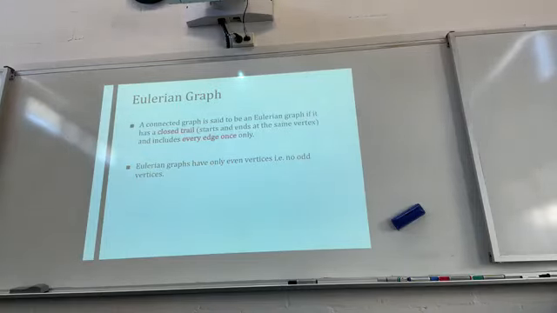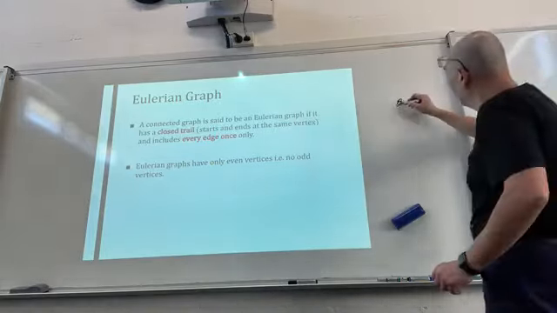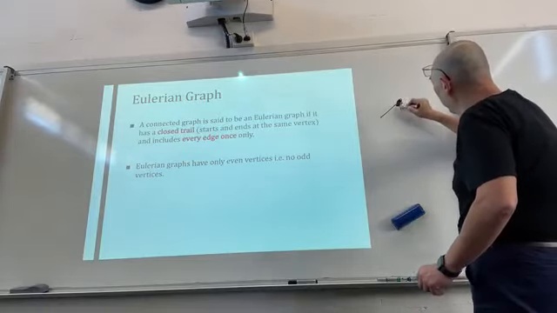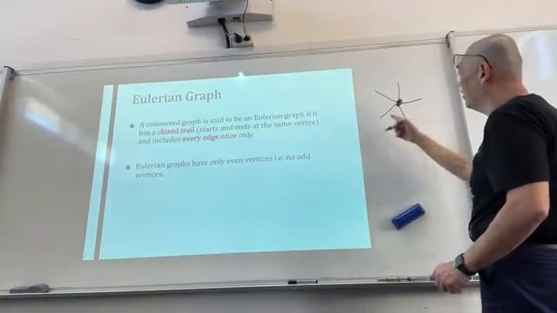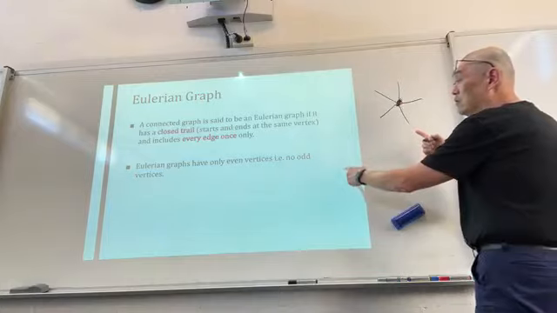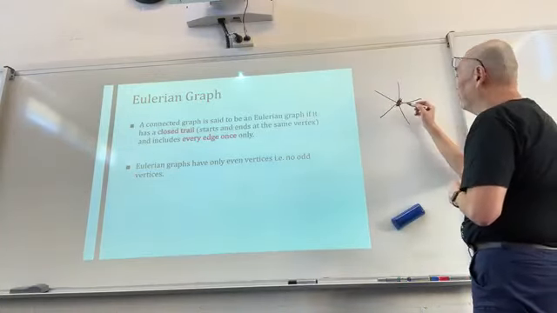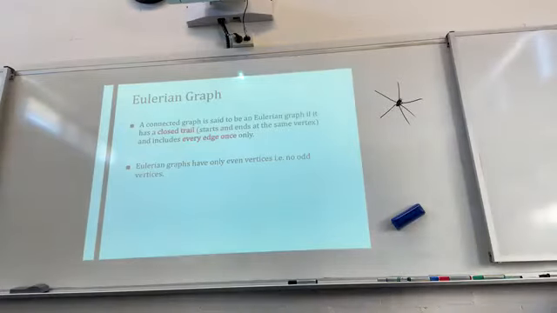The next point is important because this is how you could actually determine if a graph is an Eulerian graph. Eulerian graphs have only even vertices. There are no odd vertices at all. So for every vertex, the number of edges going in has to be even. If you've got a fifth one, that is not. As long as there's one odd, it cannot be an Eulerian graph. It has to be all even vertices.